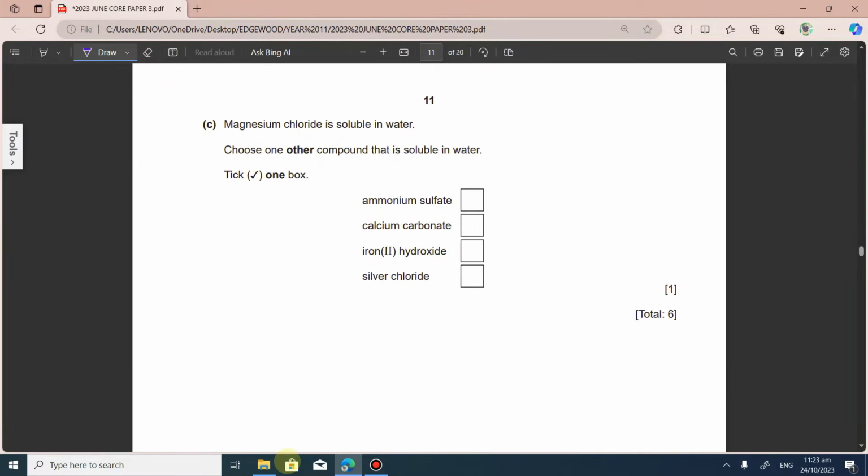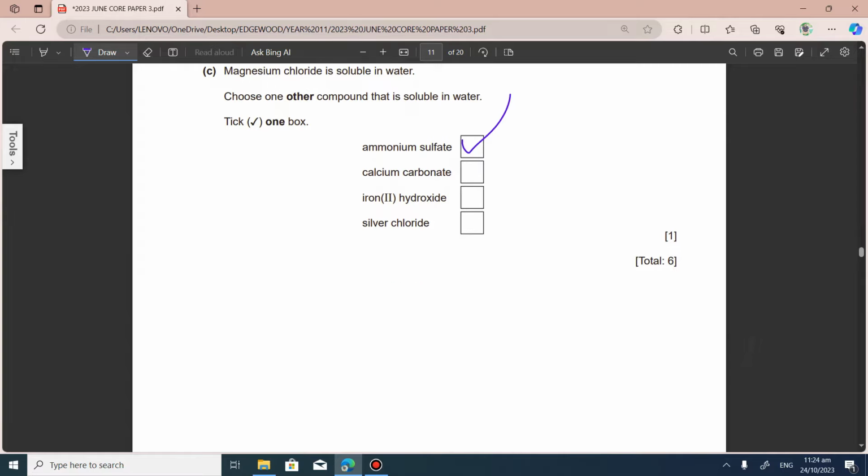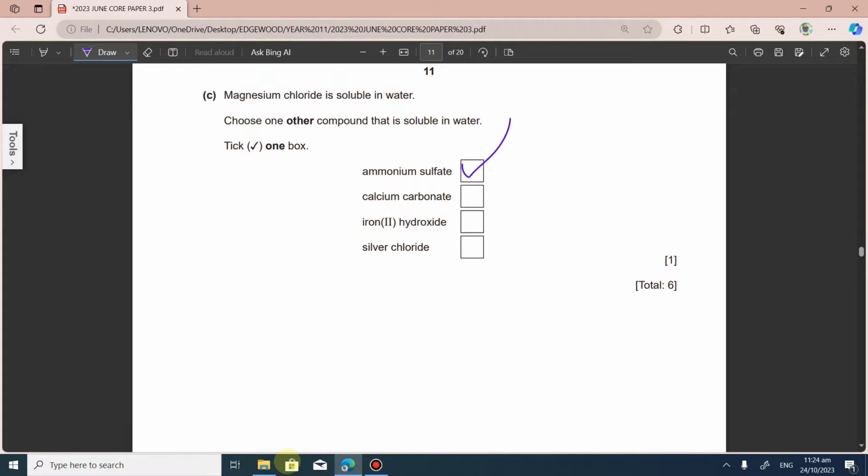Alright, it says magnesium chloride is soluble in water. Choose one other compound that is soluble in water. Now remember, there is a rule for solubility. All ammonium salts are soluble in water. So this should just give us the 1 mark. All ammonium salts are soluble in water.